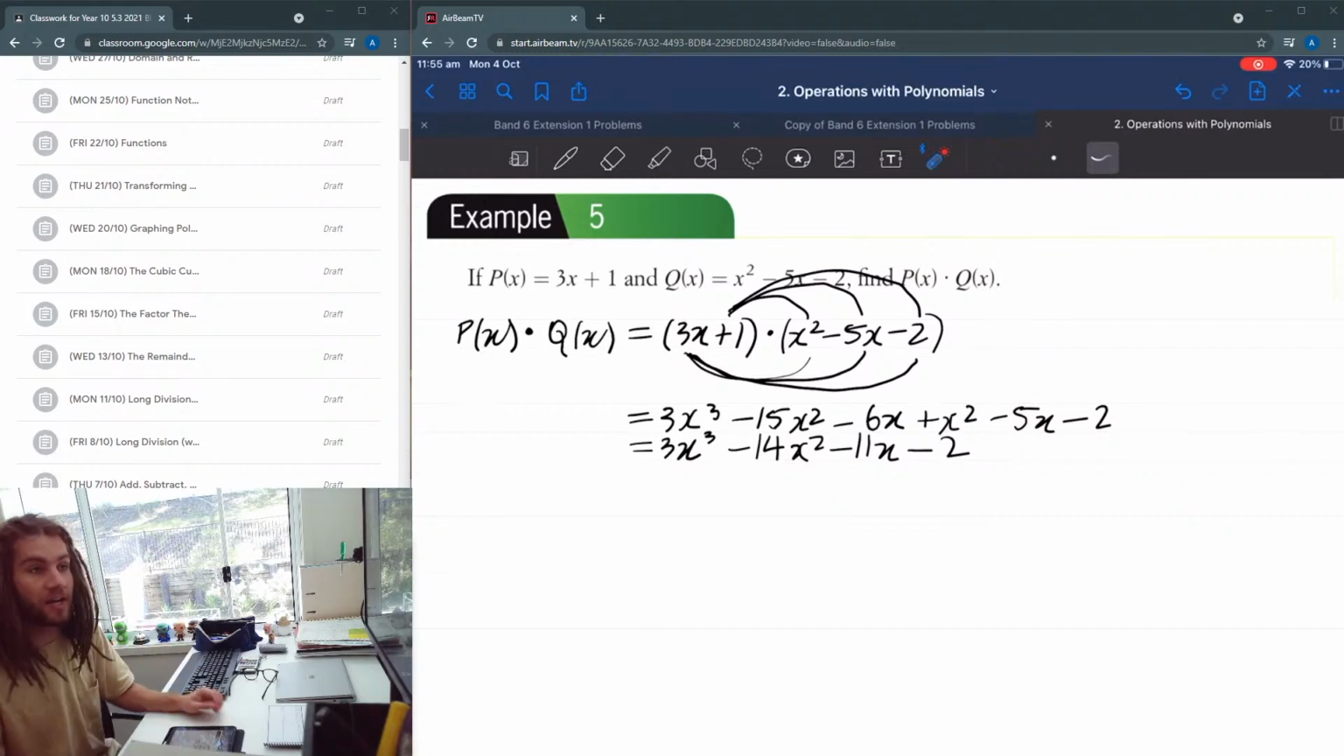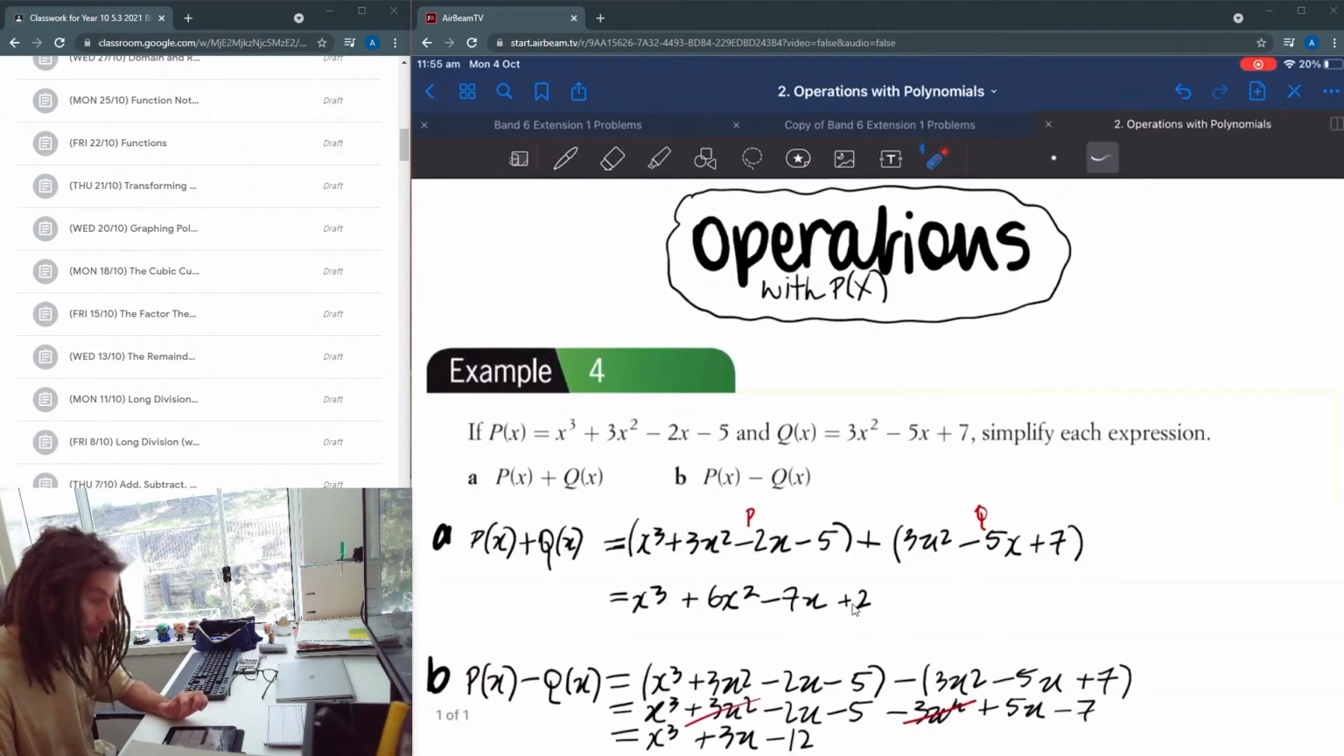Okay, and that's it. So that's how you add, subtract, and multiply. Division's a little bit strange, so we're going to actually spend 2 lessons on that. But yeah, that's it for that.